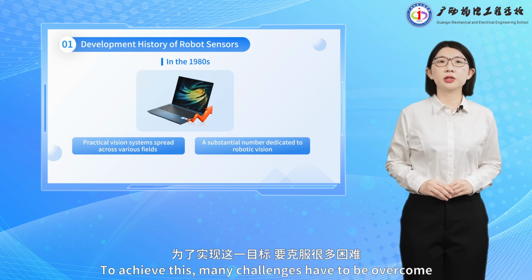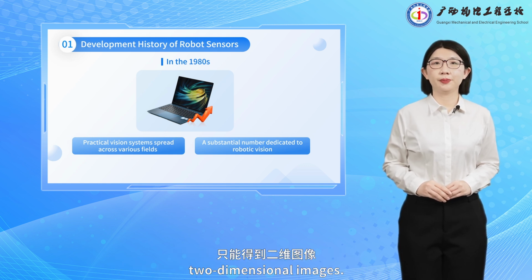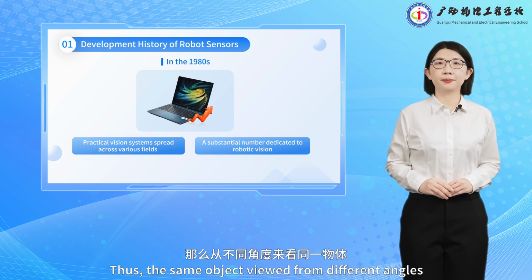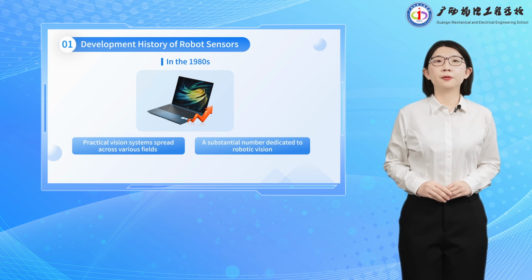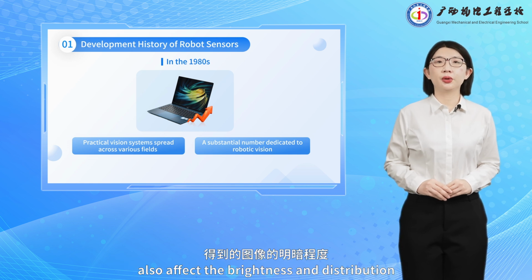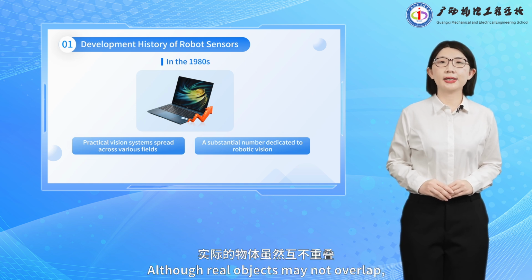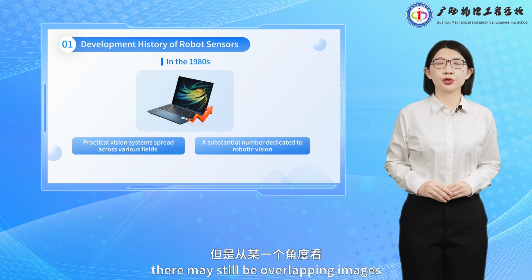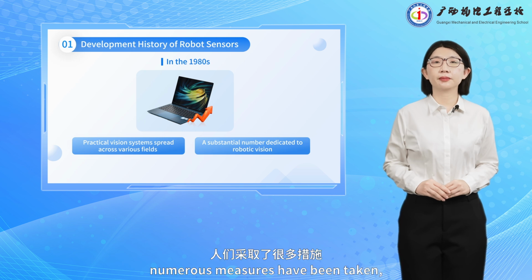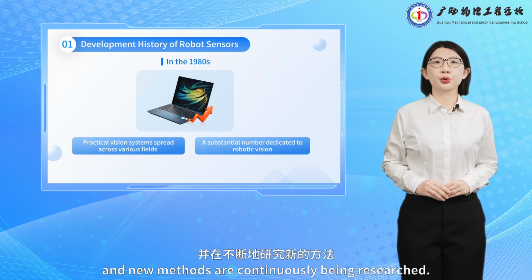To achieve this, many challenges have to be overcome because visual sensors can only capture two-dimensional images. Thus, the same object viewed from different angles will produce varying images. Different positions and intensities of light sources also affect the brightness and distribution in the captured images. Although real objects may not overlap, there may still be overlapping images from a certain perspective. To address these issues, numerous measures have been taken, and new methods are continuously being researched.